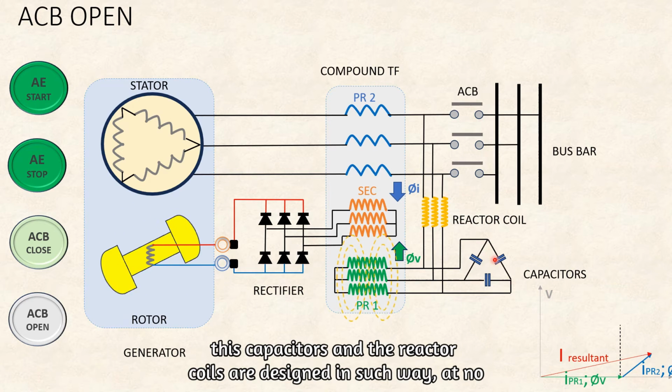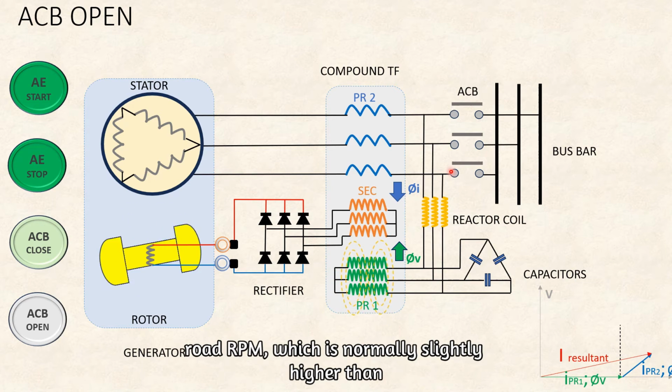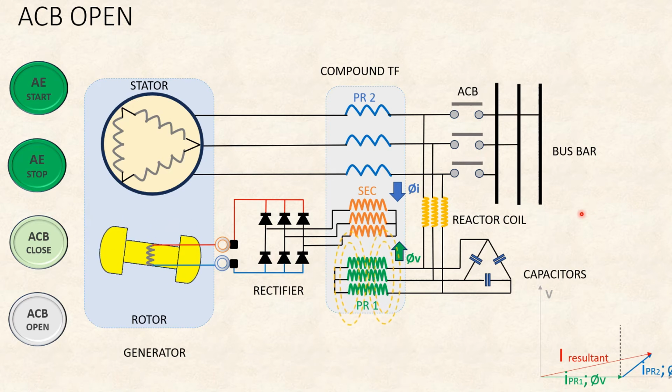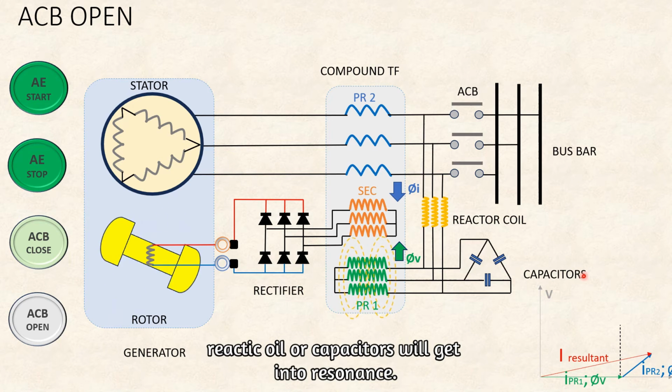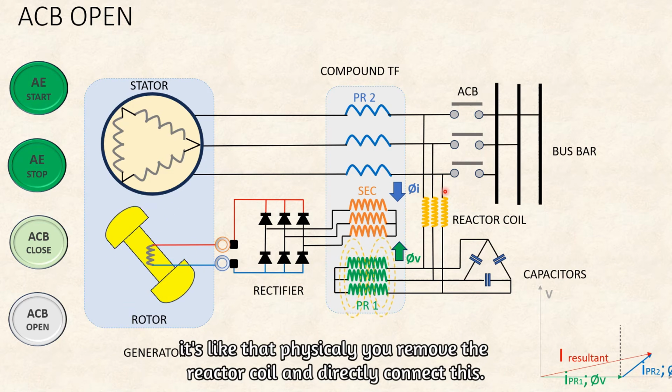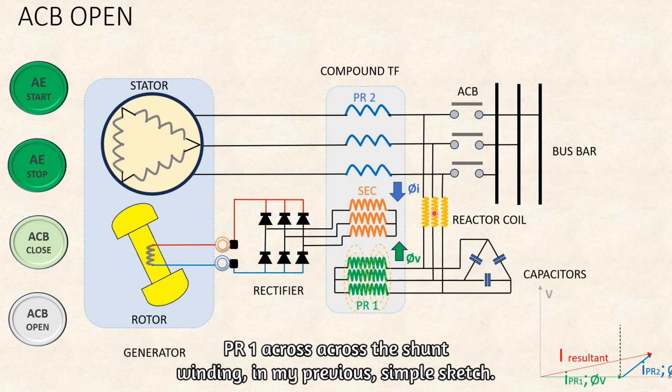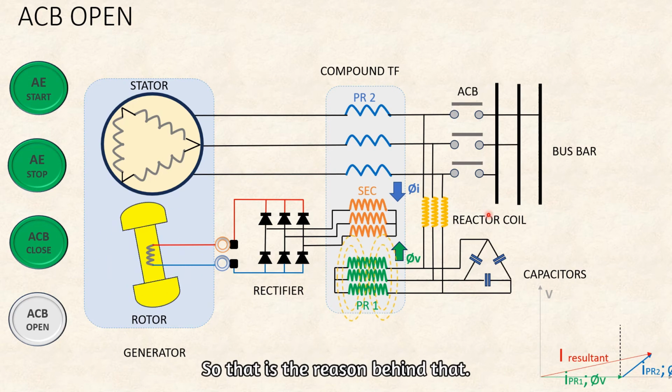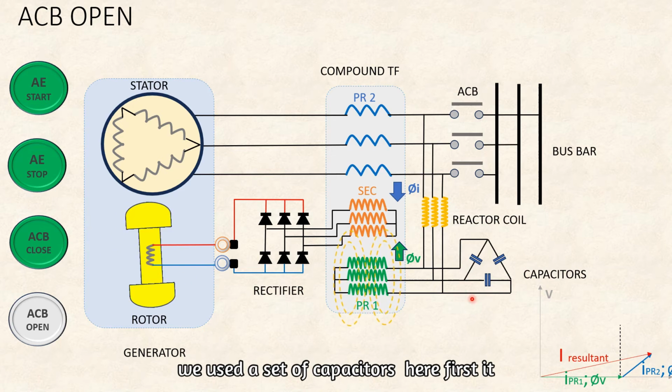So this capacitor coil and the reactor coils are designed in such a way that at no load RPM, which is normally slightly higher than the loaded RPM, at that RPM this reactor coil and capacitor will get into synchronism, and it will eliminate that impedance value. It's like physically you remove the reactor coil and directly connect this PR1 winding across the shunt winding in my previous simple sketch. So that is the reason behind why we use a set of capacitor here.